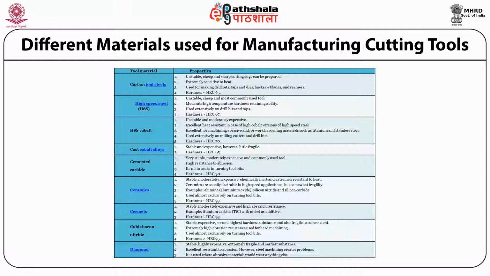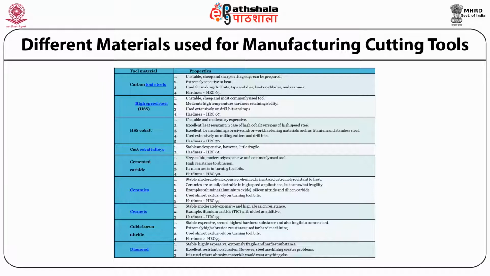That is, they are unstable, cheap, and their sharp cutting edge can be prepared, extremely sensitive to heat, and their hardness is HRC 65. Next is high speed steel. Their hardness is a little bit higher, 67, and they are moderate at high temperature and hardness retaining ability. They're extensively used on drill bits and taps. Next is HSS cobalt, and their major advantage is that they're excellent heat resistant in case of high cobalt versions of high speed steel.